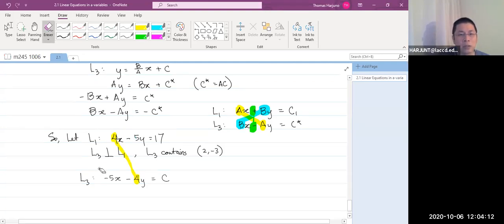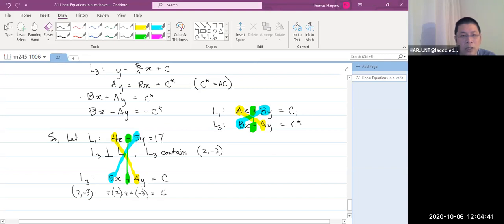Actually, I swapped the coefficients and I changed the sign. Now I need to find the constant. What's the constant? Plug in the numbers: 5 times 2 plus 4 times 3 equals C. 10 minus 12 equals C. So line 3 is 5x plus 4y equals negative.